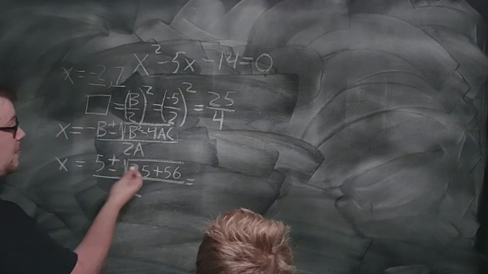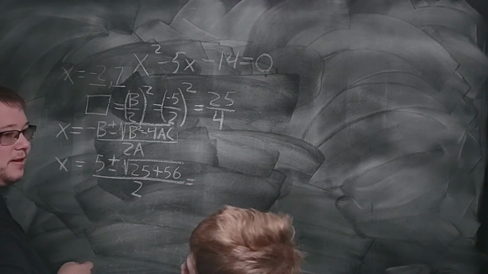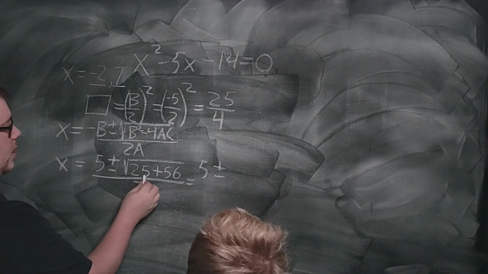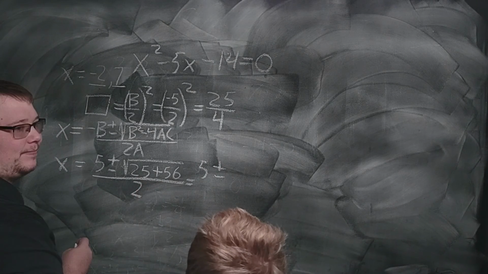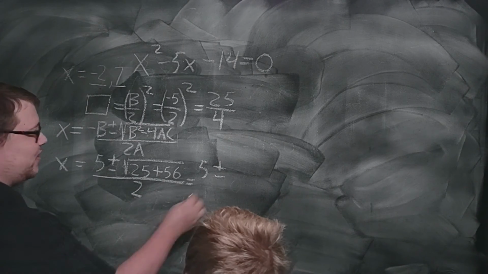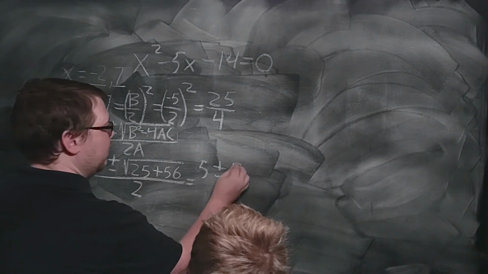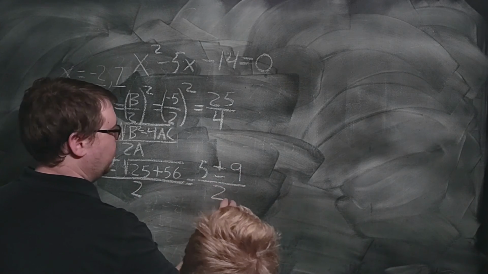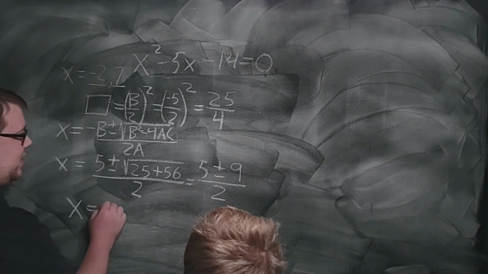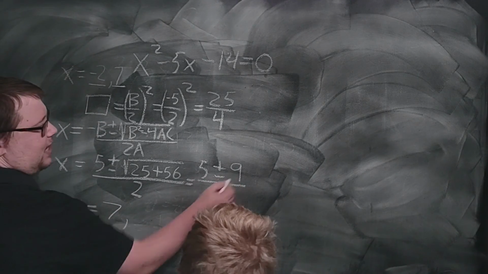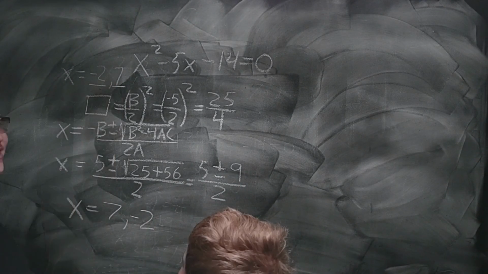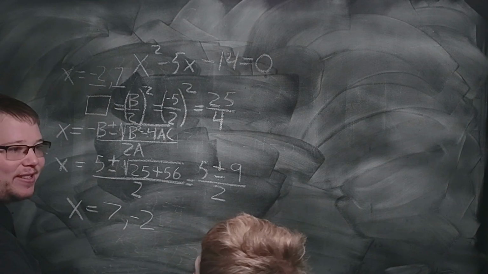And from here, this is almost identical to the end of completing the square, right? So we have 5 plus or minus the square root of, what's 25 plus 56? 81. Alright, and what's the square root of 81? 9. So this is just 5 plus or minus 9, all over 2. Which, as we saw earlier, 5 plus 9 is 14 over 2, which is 7. And 5 minus 9 is negative 4 over 2, which is negative 2. So we got the same answer 4 different ways.